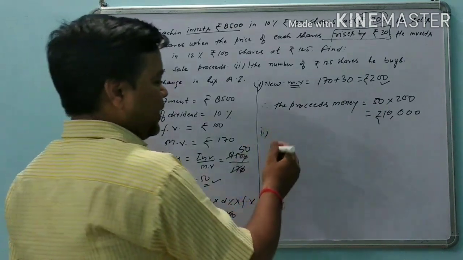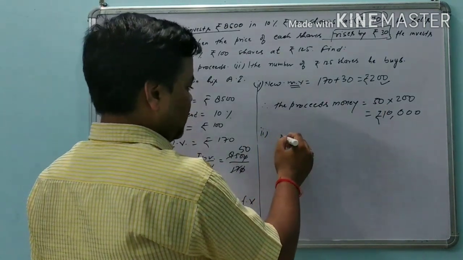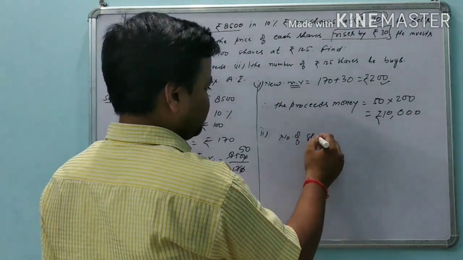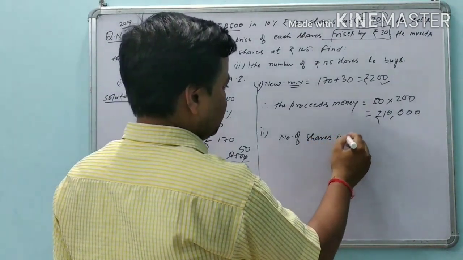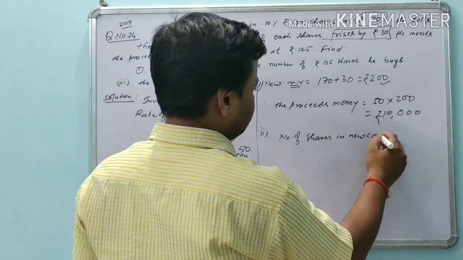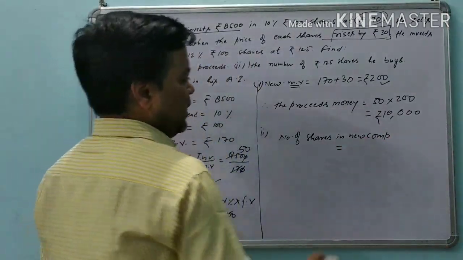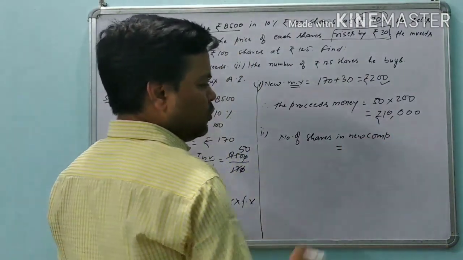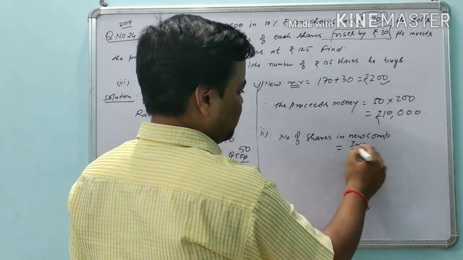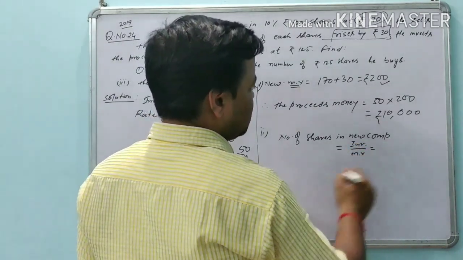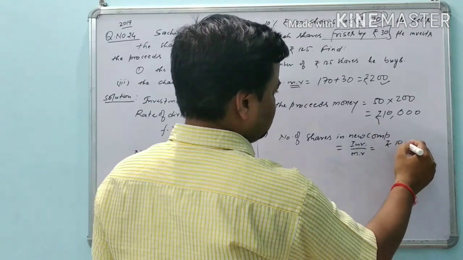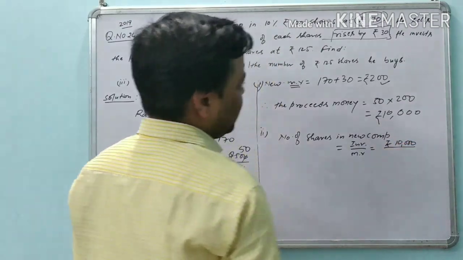So in that case, the number of shares in the new company is equal to the 10,000 investment upon the market value. Investment is how much? 10,000, and market value is what?